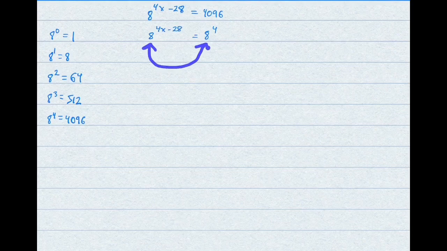Once you have the same base on both sides, you can get rid of them and focus on the exponents. Add 28 to both sides. Then divide both sides by 4, and we have the answer. X equals 8.